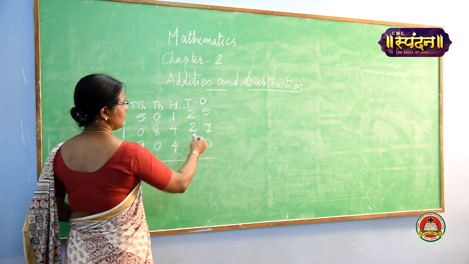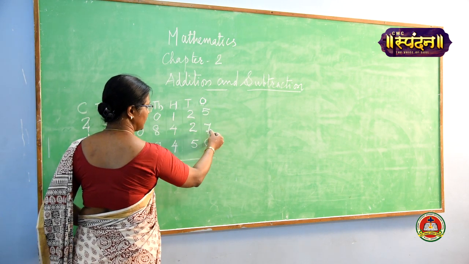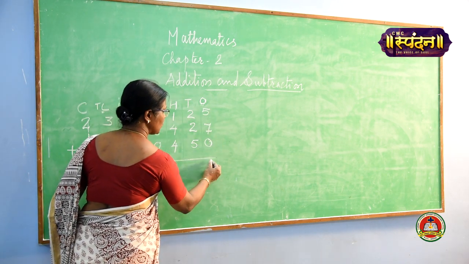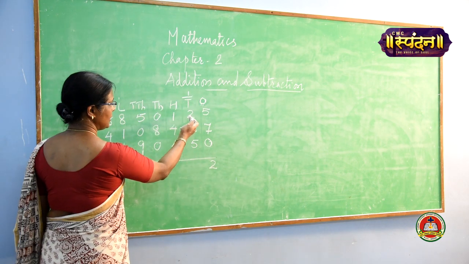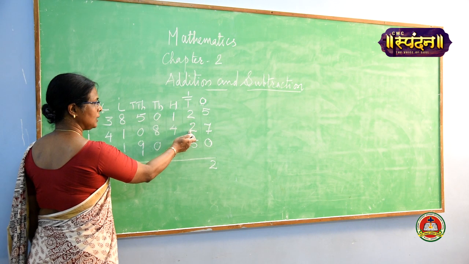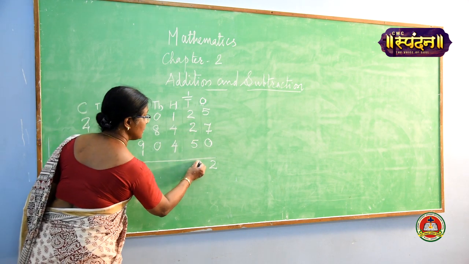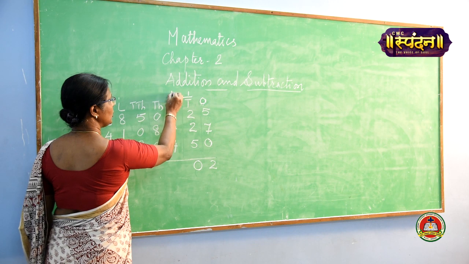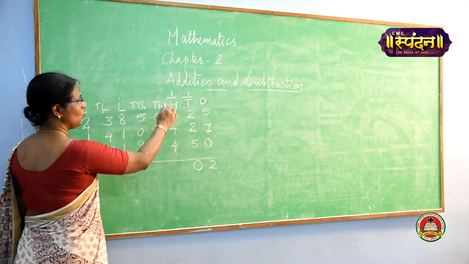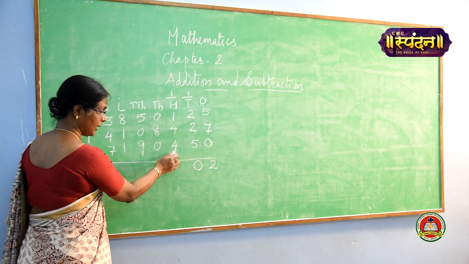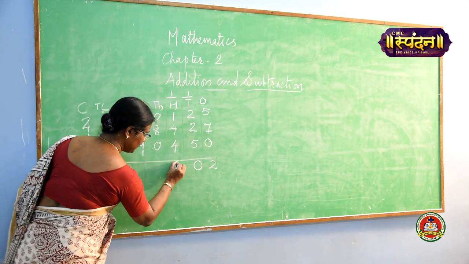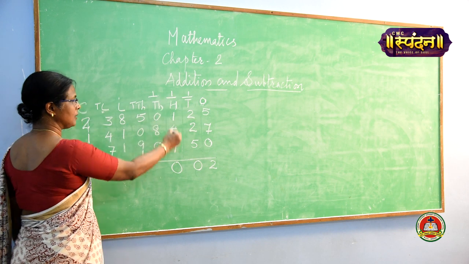So we will see. Now add up this 7 and 5, 7 plus 5 is 12, 12 plus 0 is 12 itself, 2 here, carry over 1 to the next number. Now add 2 plus 1 is 3, 3 plus 2 is 5, 5 plus 5 is 10, 0 here, carry over 1 to the next number. 1 plus 1 is 2, 2 plus 4 is 6, 6 plus 4 again 10, 0 should be written down, carry over 1 to the next number.